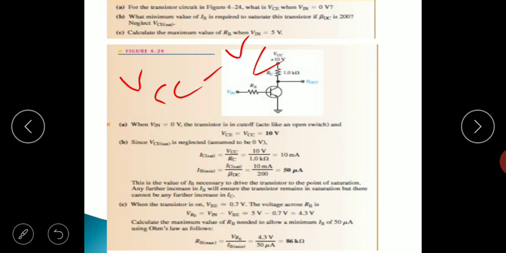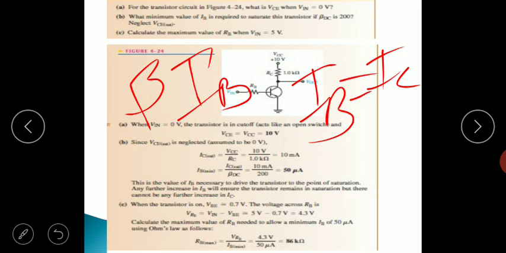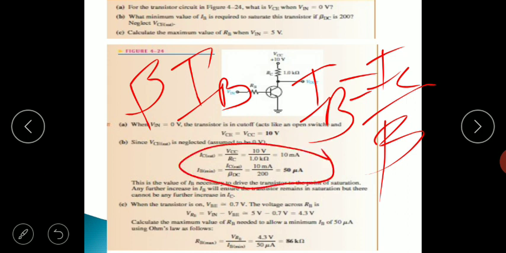If IC sat is 10 milliampere, now easily we can determine the minimum base current IB required. What is the relationship between IC and IB? We know that IC is equal to beta times IB, so we can write IB is equal to IC by beta. We have determined IC as 10 milliampere. That is IC sat. And what is the value of beta given? Beta is 200. If you substitute IC is equal to 10 milliampere and beta is equal to 200, we get the value of IB min as 50 microampere.